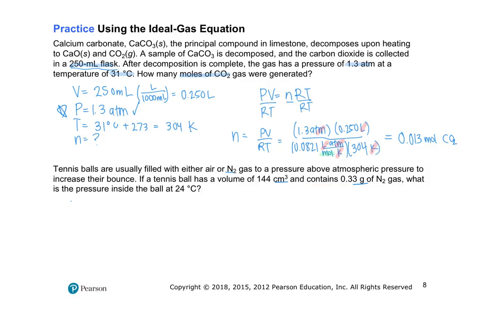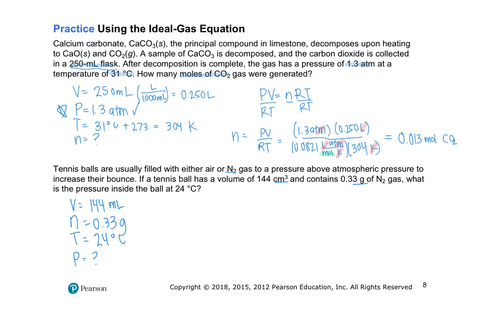So we have our volume equals 144 centimeters cubed, which is a milliliter. One less conversion to do if we can keep that in mind. We have our amount of moles. Well, we have our mass, which equals 0.33 grams, and we can get moles from that. And then our temperature is 24 degrees Celsius, and we're trying to find pressure.